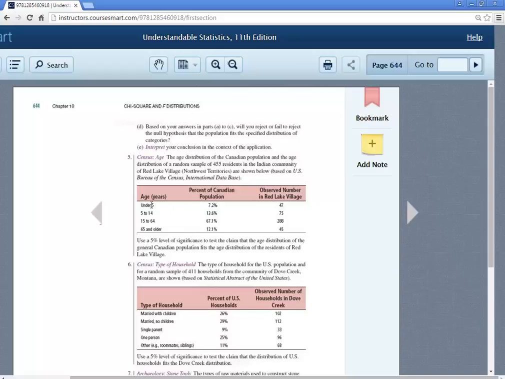Okay, so we're given the categories, 4 categories. Then we've got the percent of the Canadian population, and then the Red Lake Village. And we want to see if the distribution of the percentages in Red Lake Village follows the Canadian population in terms of the categories, the ages. Now, use a 5% level of significance to test the claim that the age distribution of the general Canadian population fits the age distribution of the residents of the Red Lake Village.